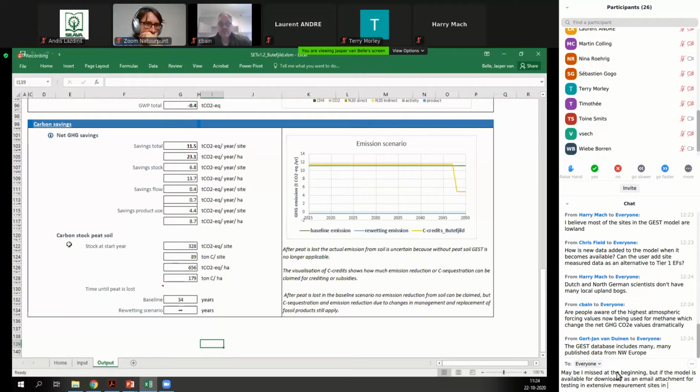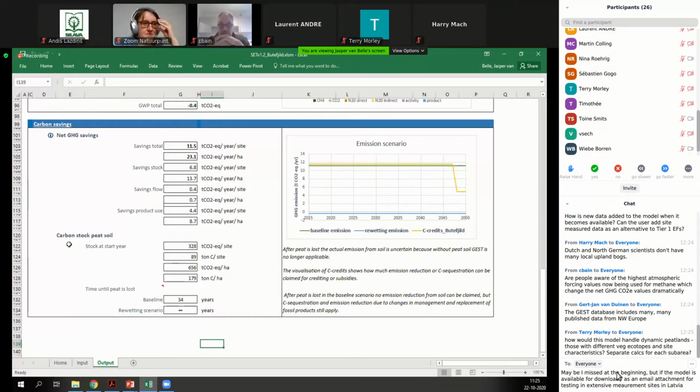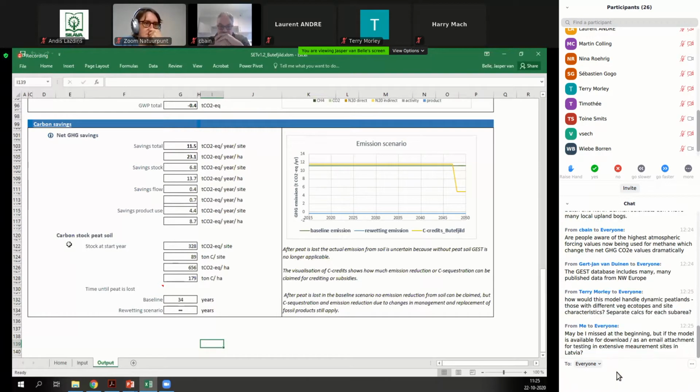And in the rewetting scenario, this is changed to a very flattened, but I cannot seem to change this, a very flattened infinite sign, which indicates that we've turned a carbon consuming land use into a carbon buildup land use. So we have net carbon accumulation indicating new peat being formed.